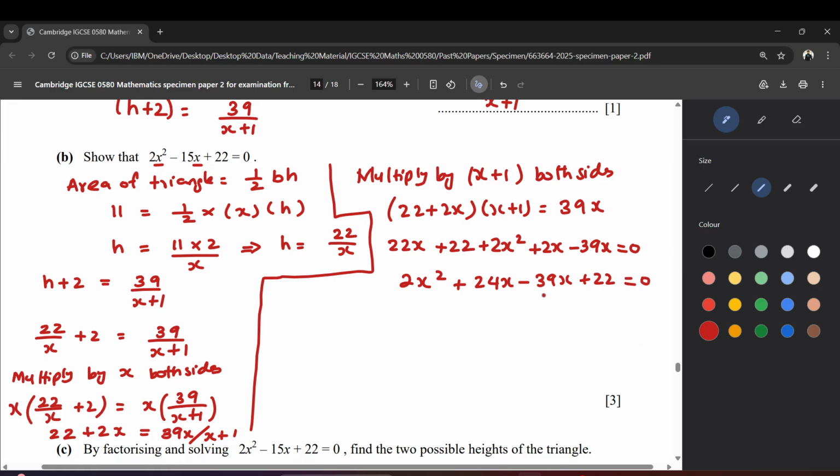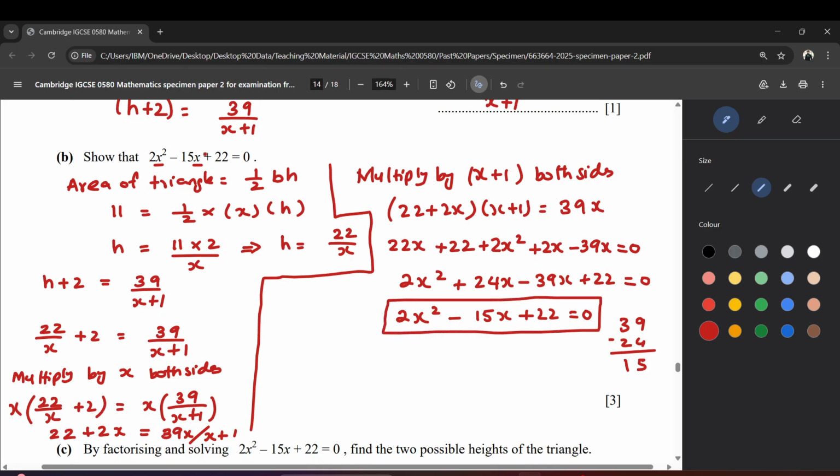So 39 minus 24, 9 minus 4 is 5, and then you have 15, but there's a negative sign with minus 39. So therefore this becomes 2x squared minus 15x plus 22 equals to 0, and that's your equation which is given in the question.